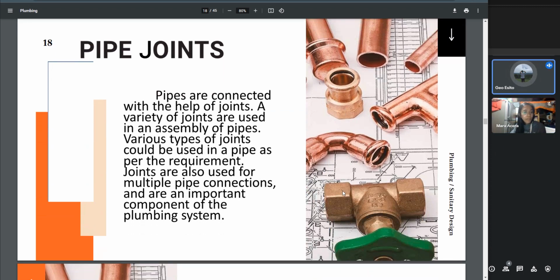Next, let's go to the pipe joints. Pipes are connected with the help of joints. A variety of joints are used in an assembly of pipes. Various types of joints could be used in a pipe as per the requirement. Joints are also used for multiple pipe connections and are an important component of the plumbing system.